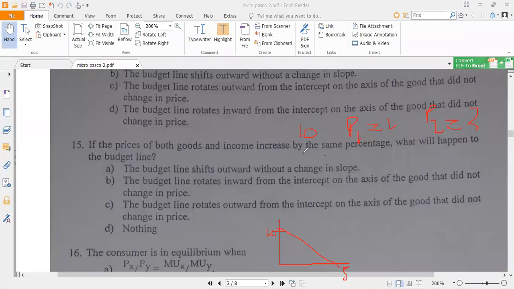Now income is increasing by 100%, so income will now be 20. P1 will increase by 100%, that should go to 2, and then P2 will increase by 100%, so that should go to say 4. So now if you want to buy only good 1, that will be 20 divided by 2, it is still 10. And then if you want to buy only good 2, it should still be 20 divided by 4, and that is still 5. So you see that there will be no change in the budget line at all.